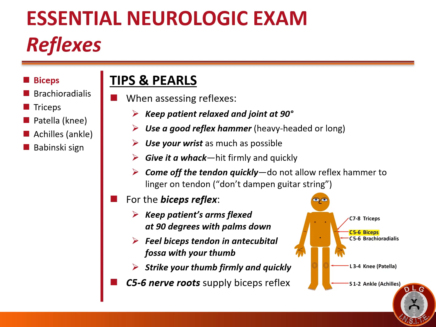Come off the tendon quickly. Do not allow the reflex hammer to linger on the tendon. Do not dampen the guitar string. For the biceps reflex in particular, keep the patient's arms flexed at 90 degrees with the palms down. Feel the biceps tendon in the antecubital fossa with your thumb. Keep your thumb on that tendon, and then strike your thumb firmly and quickly. C5-6 nerve roots supply the biceps reflex.